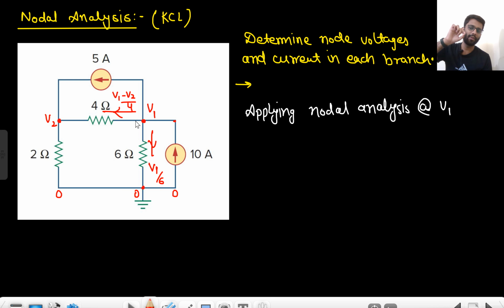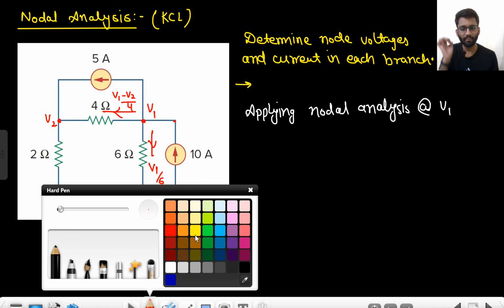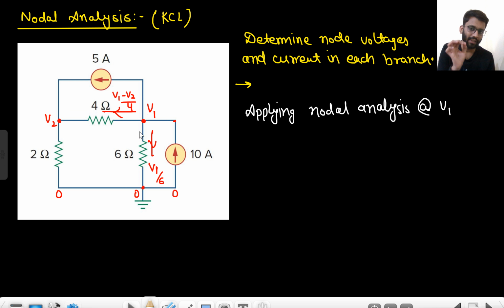From the V1 node, how many branches are connected? 1, 2, 3 and 4. So in all four branches, we will write down the current. While applying nodal analysis, many times students forget some branch. So you just need to see if you are writing the current in all four branches. So we will start.